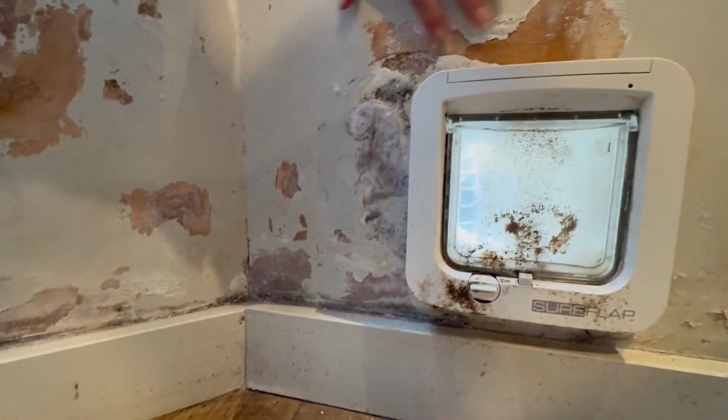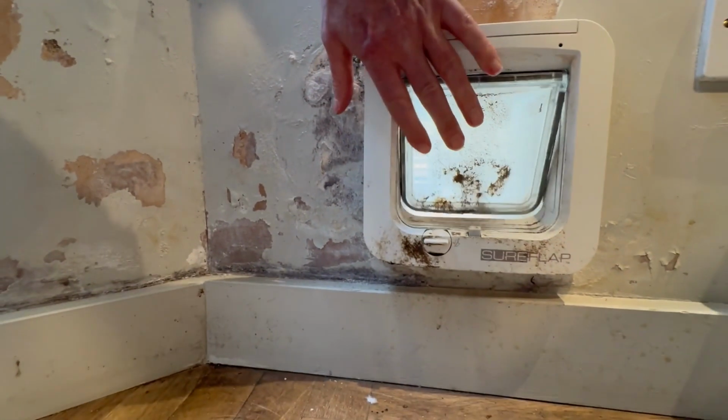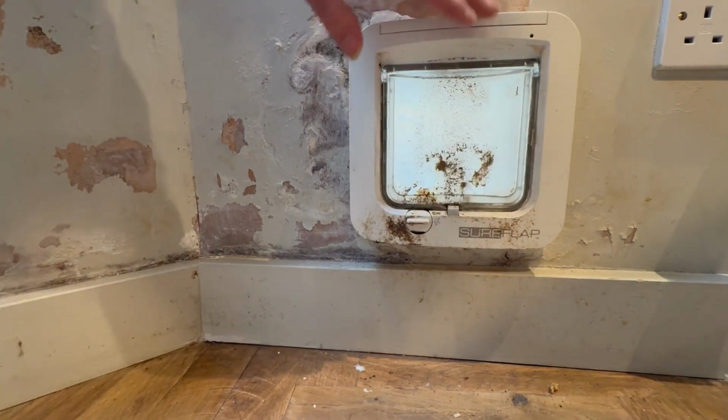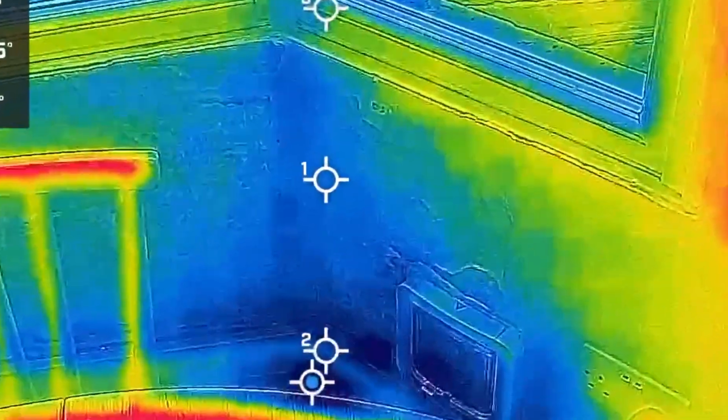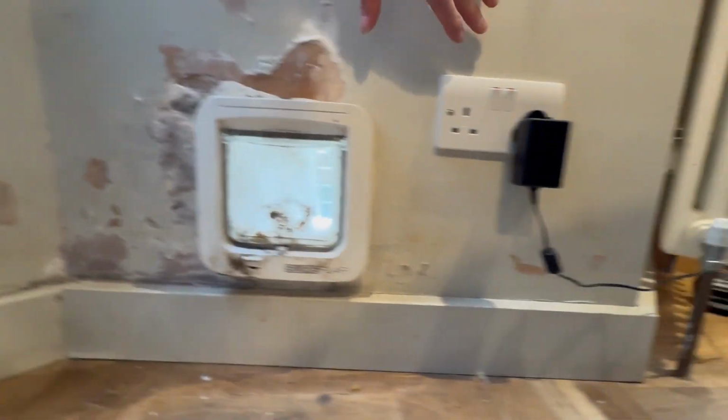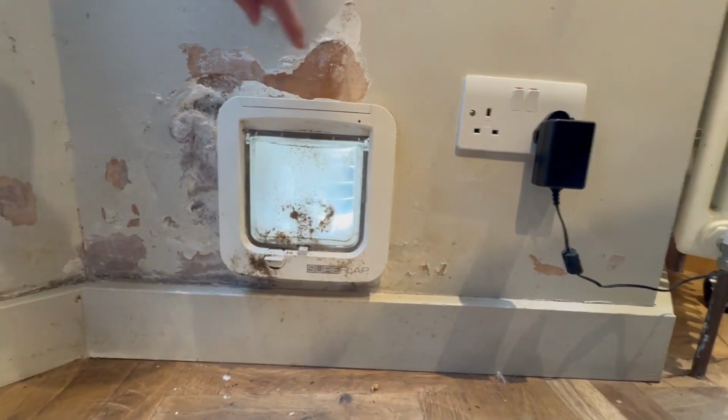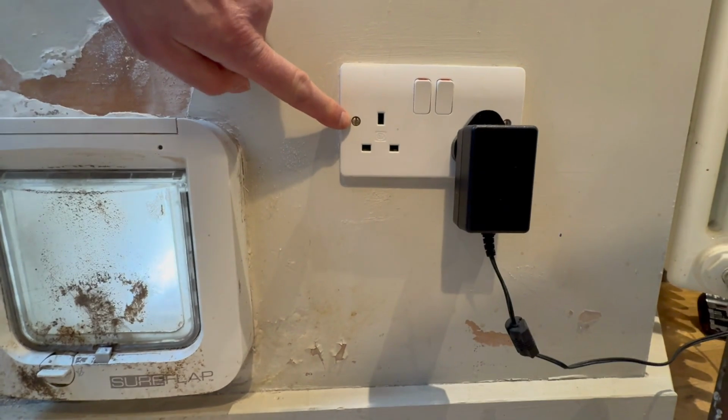So with the cat flap, you're going to get increased condensation around that because you get heat loss from that. Not much you can do about it, but it's just recognition. Sockets are the same as well. You'll find there's a bit of rust in there, I think.